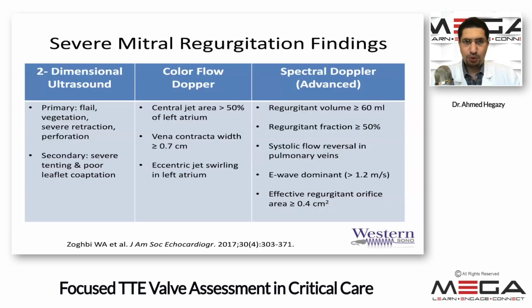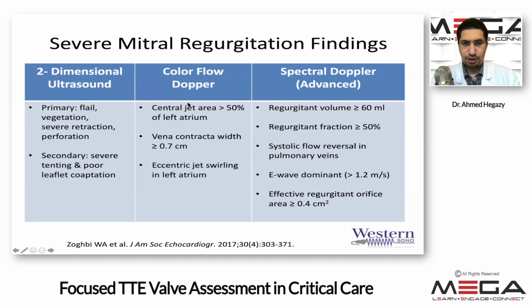Again, how do we quantify severe mitral regurgitation? So first of all, you look at the valve in 2D. You assess whether the valve looks normal or whether there looks like there is primary valve pathology, whether it's flail, there's a vegetation, there's retraction, there's a perforation. Or the valve may still look normal, but you may still have functional MR, secondary MR, and that is usually due to severe tenting and poor leaflet coaptation. Usually we see that with LV dilatation in cases of heart failure. Then you put the color box on.